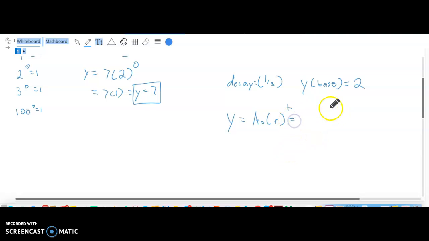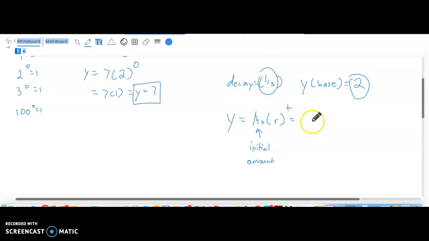Our base is where we start. That's going to be the initial amount. So A naught means initial amount, and that's what that 0 means. It's the beginning. So our initial amount is 2, and this is our rate. And it's a decay because it's a fraction.